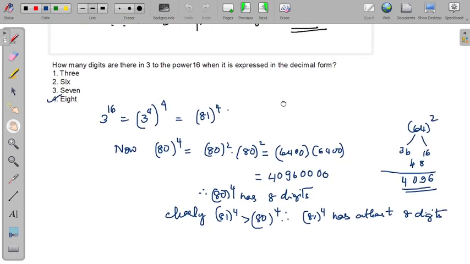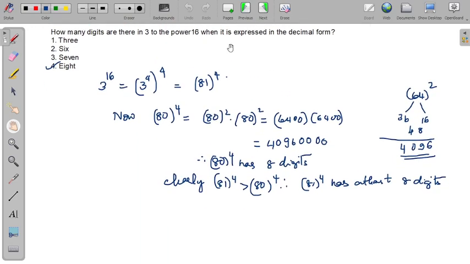Now, how many digits are there in 3 to the power 16 when it is expressed in decimal form? So, 3 to the power 16 can be written as 3 power 4 whole power 4. That is nothing but 81 to the power 4. I am not going to calculate 81 to the power 4. I will calculate the nearest value, 80 to the power 4. It can be written as 80 square into 80 square. 80 square is 6,400 and 6,400.